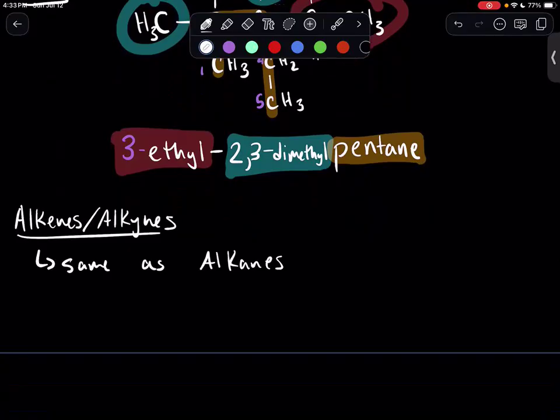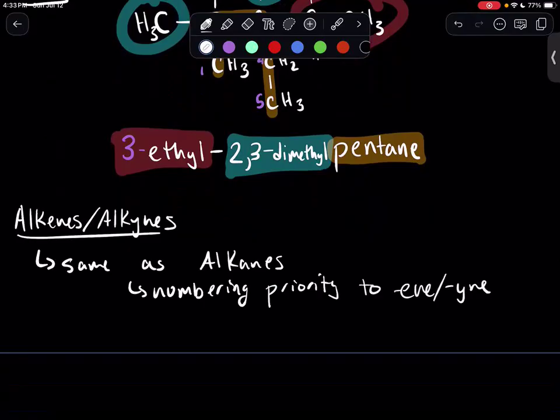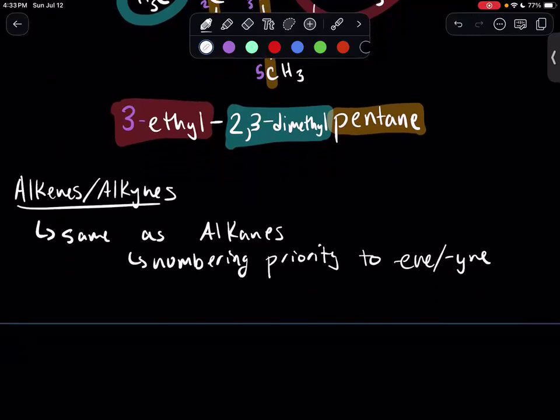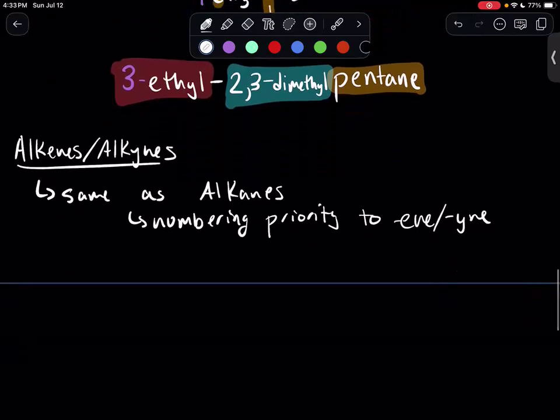The only difference is that we're now going to try and give numbering priority to the ene or the yne. So if we have a branch, we want to try and give that branch the lowest value possible. So let's try some examples straight away.